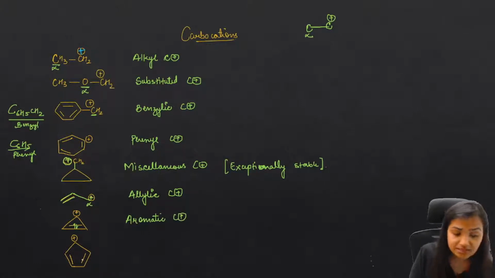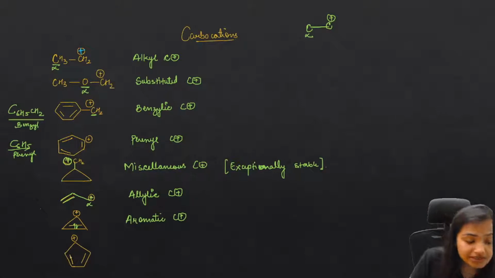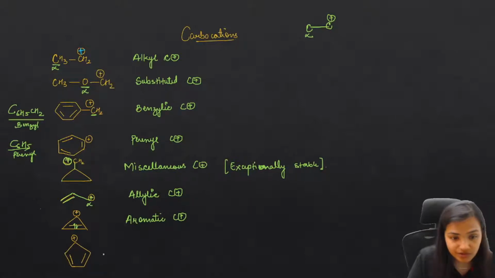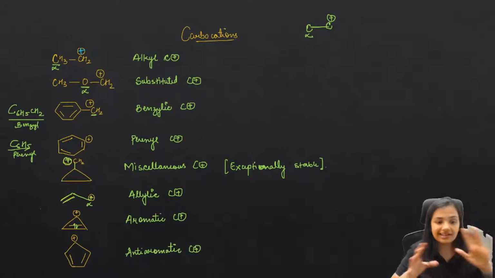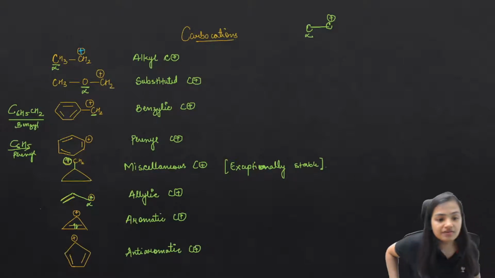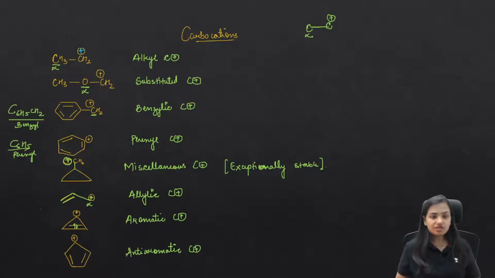And if you see this particular structure, we do have a closed cyclic ring, planar, delocalization is there, but here the number of pi electrons is 4. So this is obeying the 4n pi electron rule, which means this is an anti-aromatic carbocation. Got it? So this is the criteria by which we have distributed all the types of carbocations: alkyl, substituted, benzylic. So these are the types of carbocations basically.